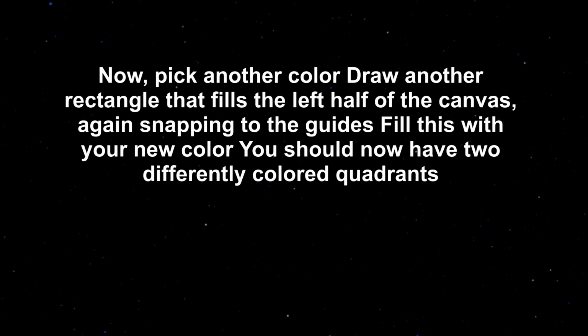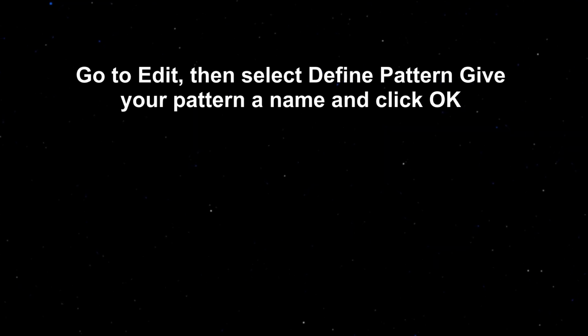Draw another rectangle that fills the left half of the canvas. Again, snapping to the guides, fill this with your new color. You should now have two differently colored quadrants. Go to Edit, then select Define Pattern. Give your pattern a name and click OK.